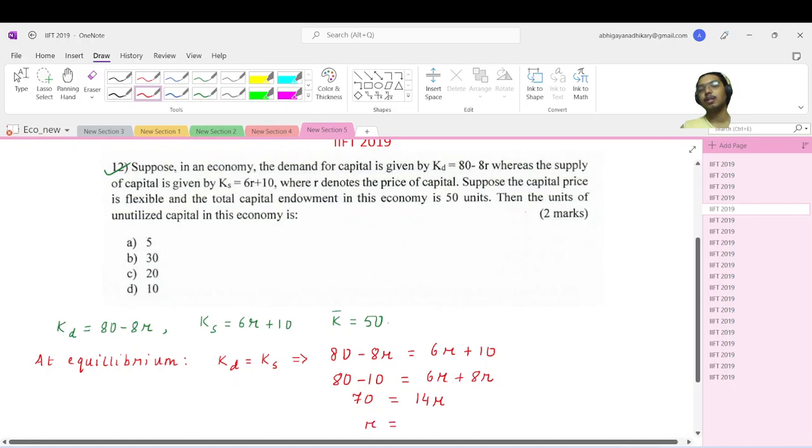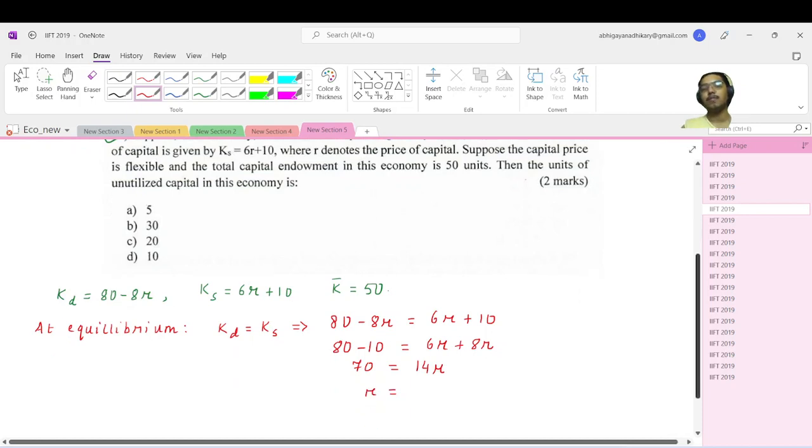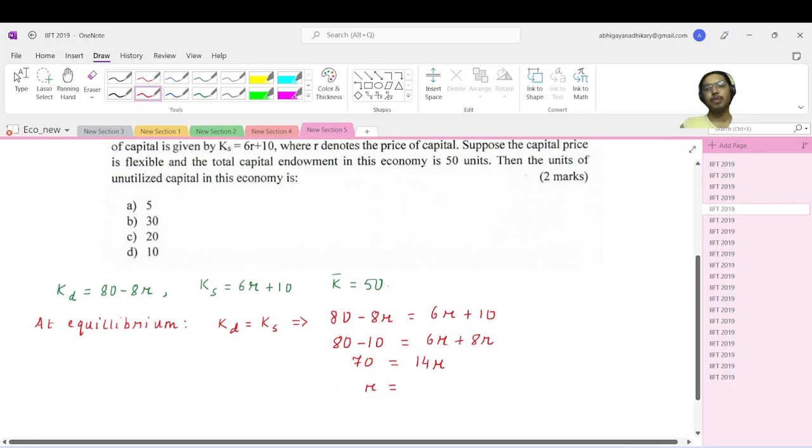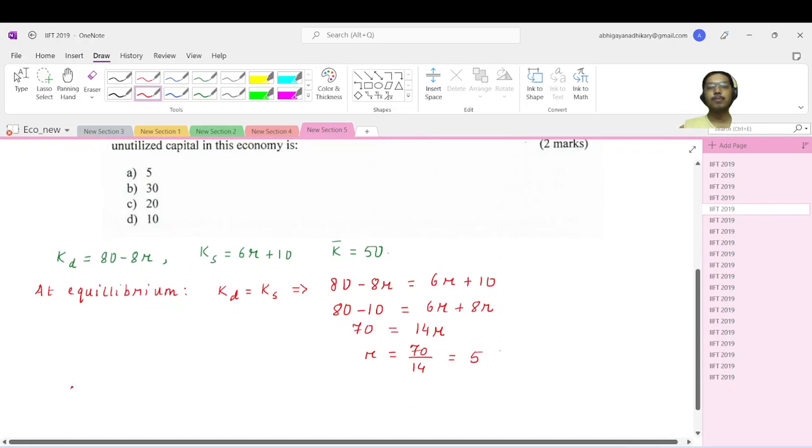So what is R? It is basically 70 by 14, which is 5. So that is the equilibrium rate of interest prevailing in the economy. So what is the equilibrium amount of capital? You just place it in maybe the supply equation or demand, whichever one is possible. So 6 into 5 plus 10, that is 30 plus 10, which comes out to be 40.